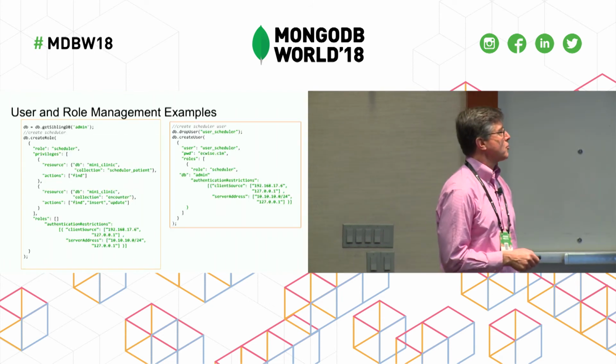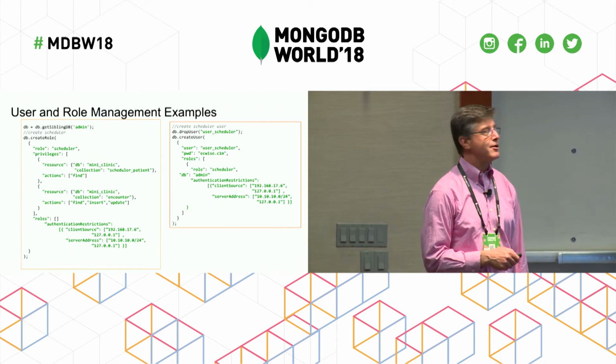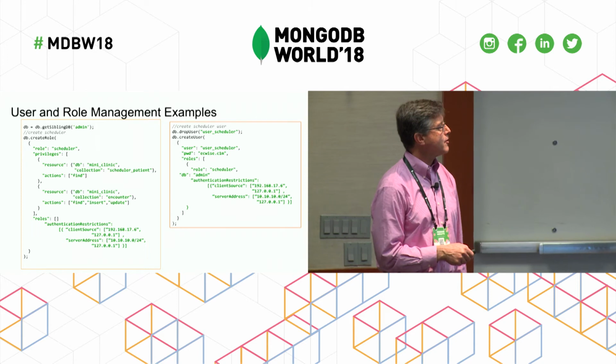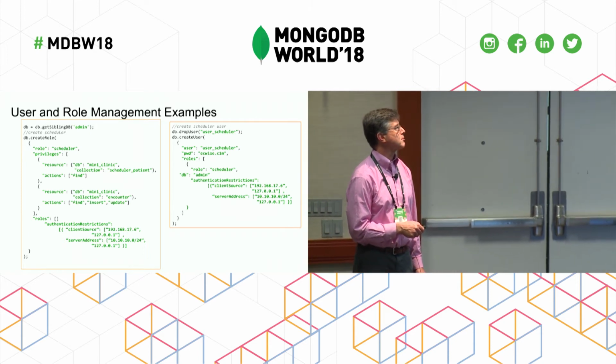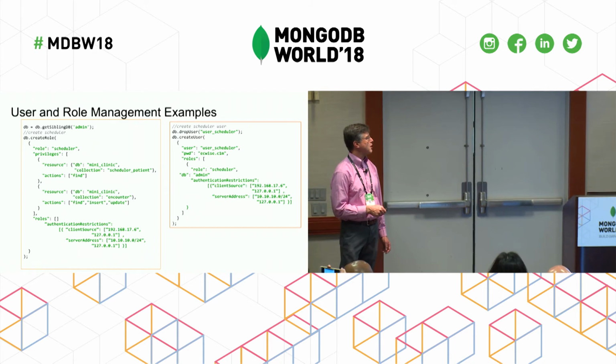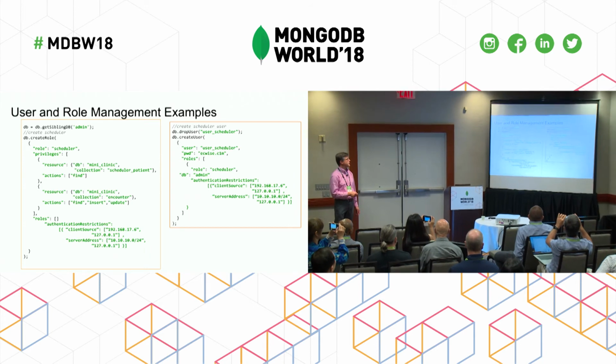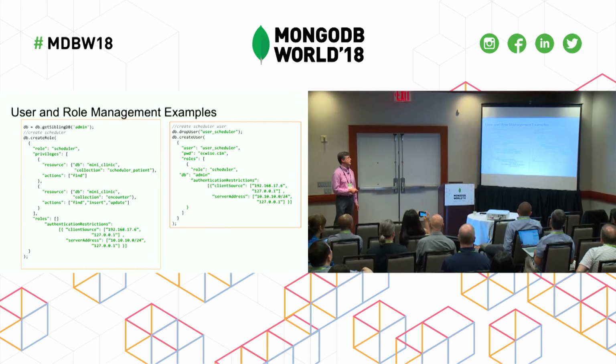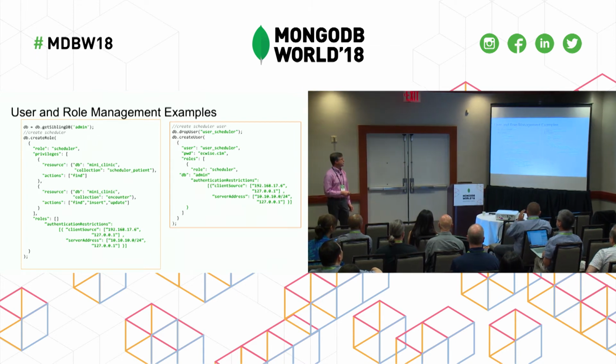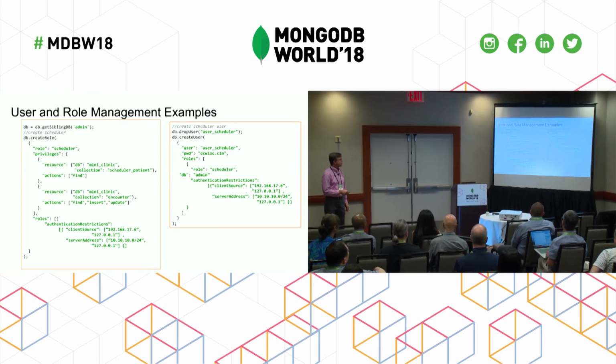what. So create role is a command in MongoDB, and you define the name of the role. Here we're defining a scheduler role, and the privileges for that role are two. One privilege applies to the scheduler patient collection in the mini-clinic database, and that allows that role to perform find actions. The second privilege allows find, insert, and update on the encounter collection in the mini-clinic database. So two privileges for the scheduler role.